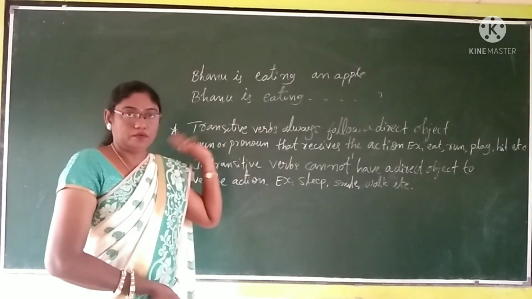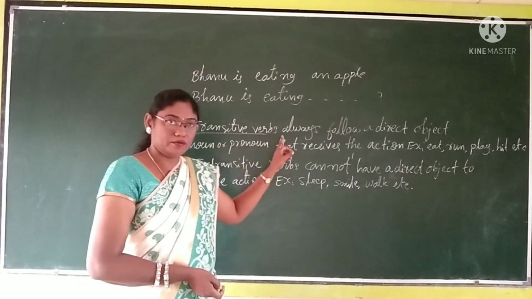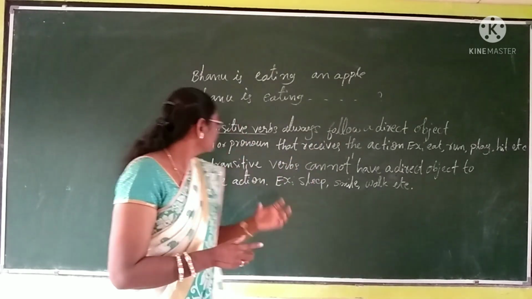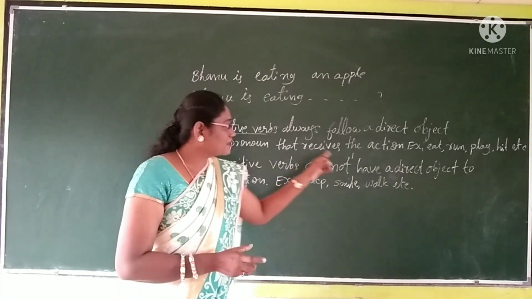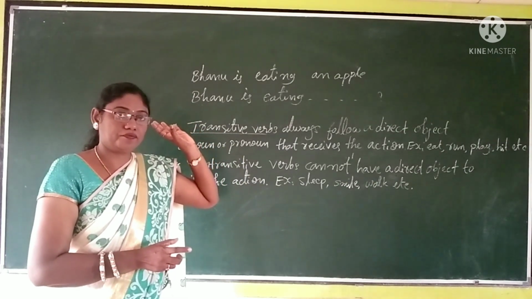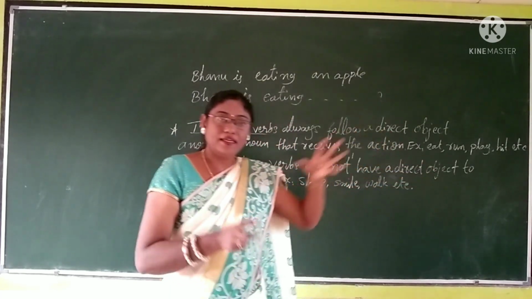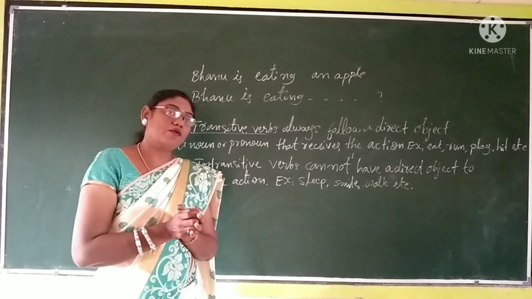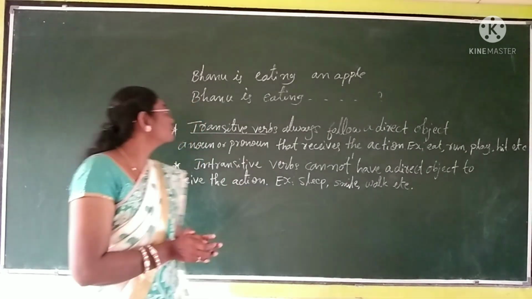What is a transitive verb? Transitive verbs are verbs that always follow a direct object, a noun or pronoun or noun phrase that receives the action. For example, eat, run, play, hit, kick, etc. These are all called transitive verbs. Why is it called a transitive verb? Let's look into some examples.